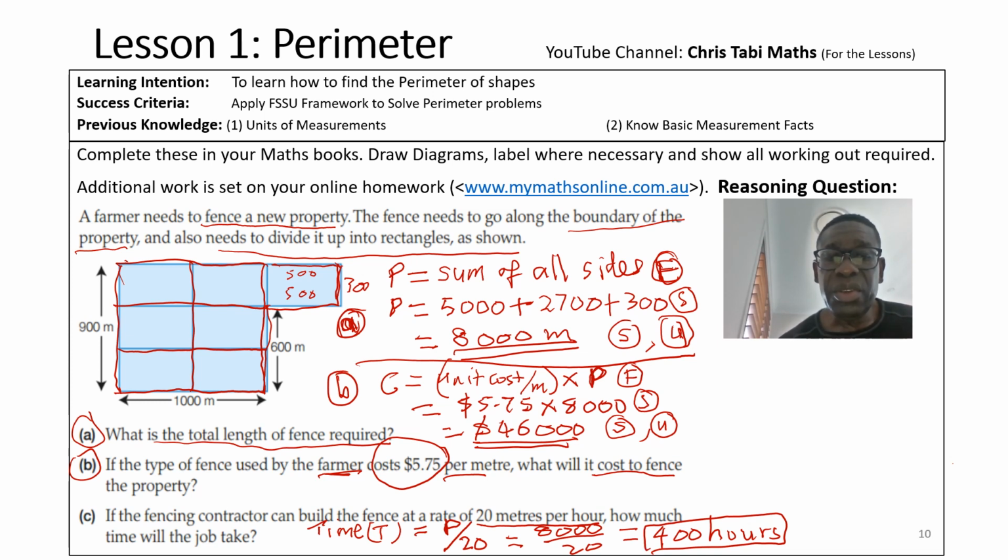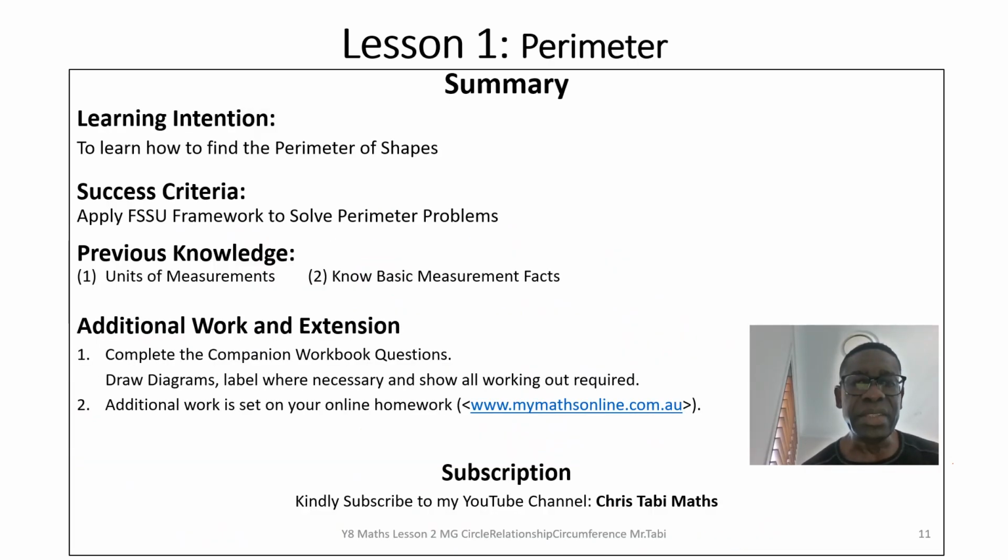So in all this, you can see that we have the formula, we have the substitution, we have the simplified, and we have the units. So we've stayed true to our success criteria, applying the framework FSSU to our perimeter problems. If you have any further questions, kindly post on Google Classroom and we'll discuss that.